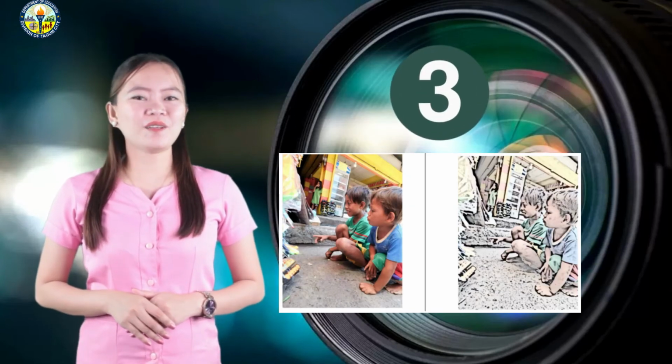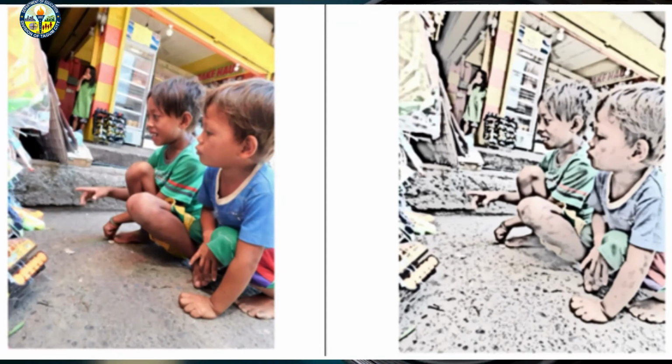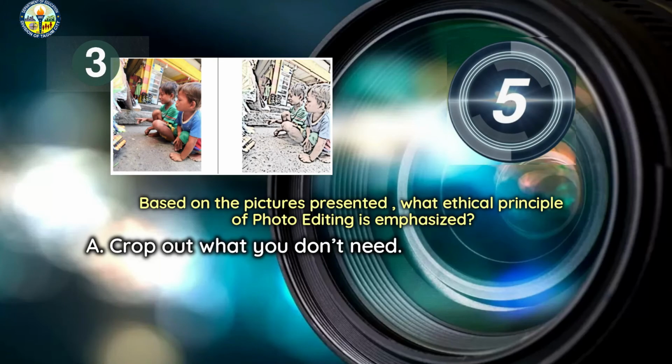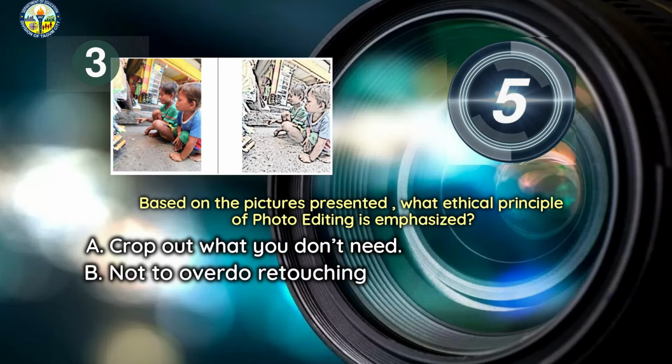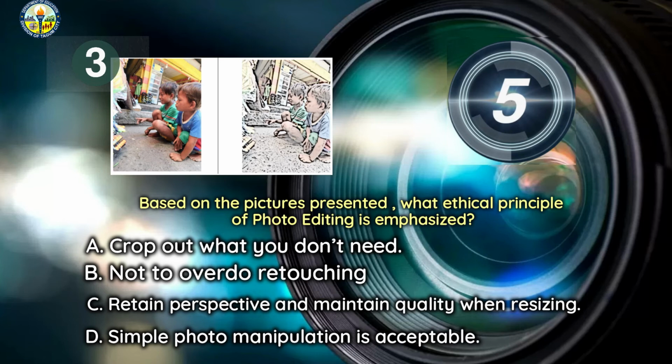Number 3. Look at this next image. Based on the pictures presented, what ethical principle of photo editing is emphasized? A. Crop out what you don't need. B. Not to overdo retouching. C. Retain perspective and maintain quality when resizing. Or letter D. Simple photo manipulation is acceptable. Your time starts now.